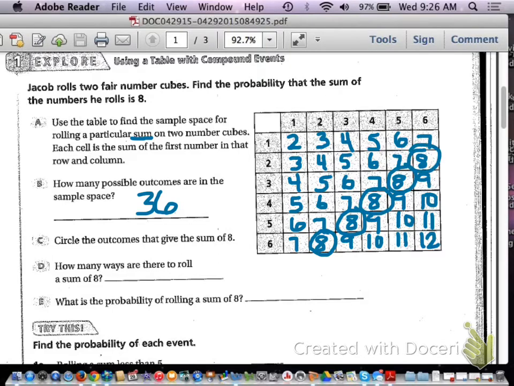Those, in this case, are the favorable outcomes because that's what was asked in the original question. Then how many ways can he roll the sum of 8? And you count them. The answer is 5. So the probability of rolling a sum of 8 is the favorable outcomes out of the total possible.